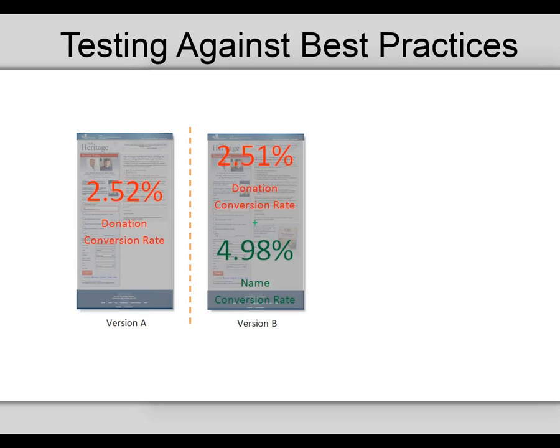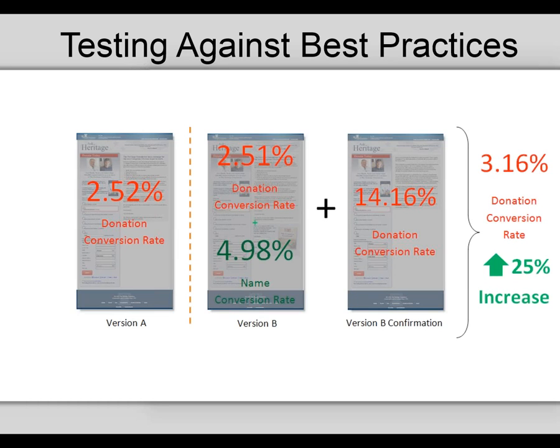And when we looked at the name conversion rate, the number of new email addresses we acquired with that secondary call to action, we had a 4.98% name conversion rate. And when we passed them through that secondary opportunity to give, they responded at a much higher rate, 14.16% donation conversion rate. The combination of version B and the version B confirmation page resulted in an effective 3.16% donation conversion rate, a 25% increase in giving. By doing something we were taught never, ever, ever to do.